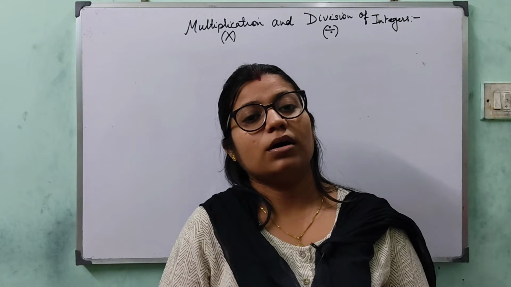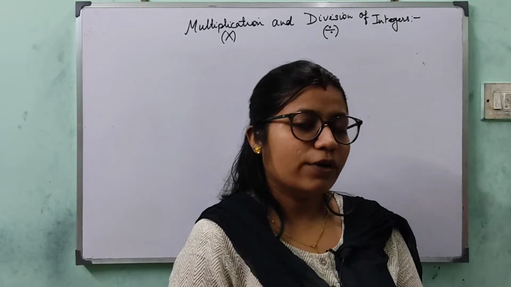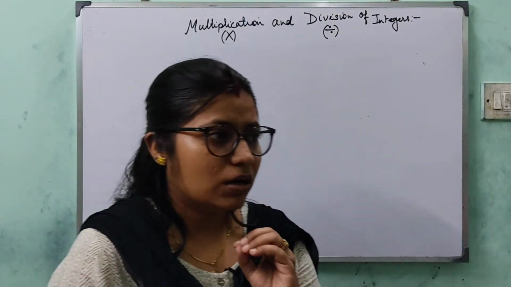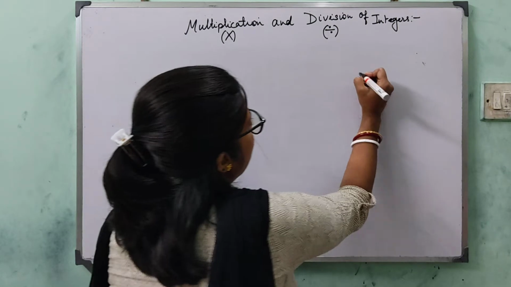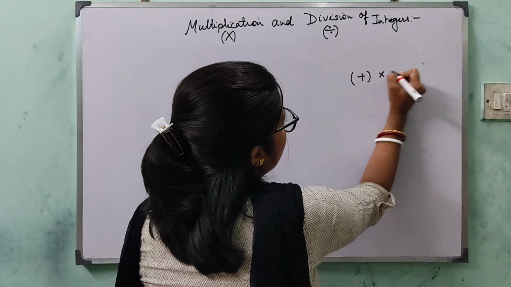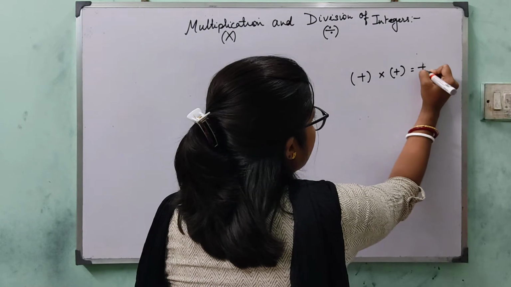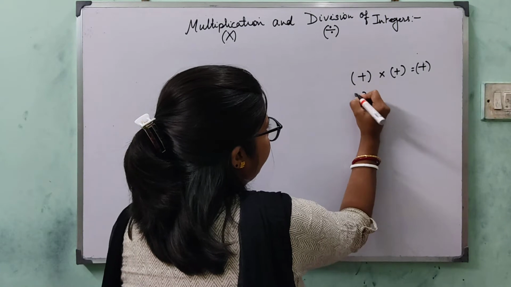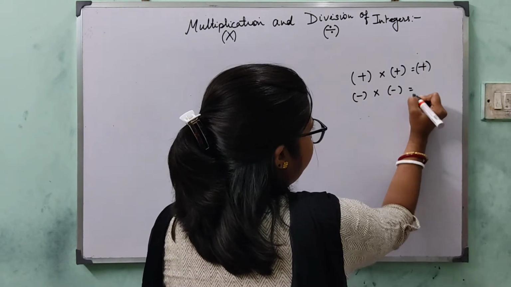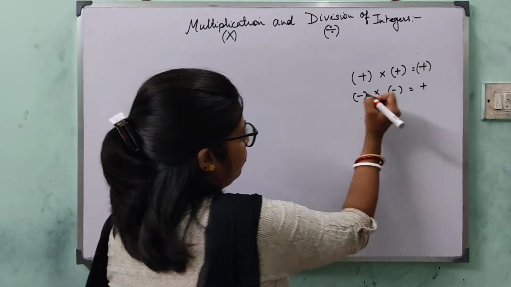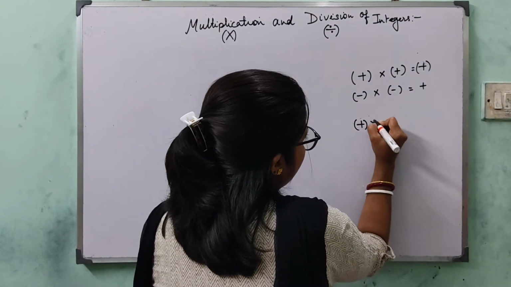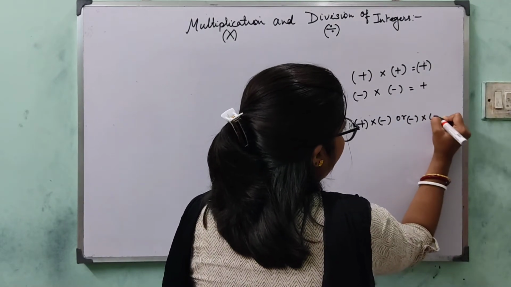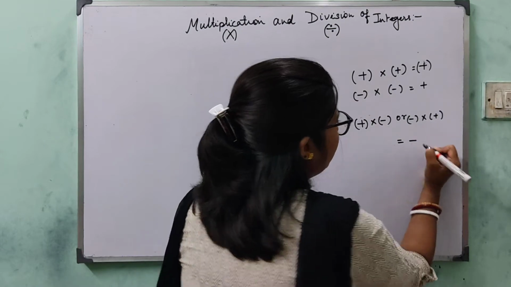Today we are going to do the multiplication and division of integers. For doing multiplication and division of integers, you need to know certain rules. That is, if you multiply a positive integer with a positive integer, the result will always have a positive sign. If you multiply a negative integer with another negative integer, the result will have a positive sign. If you multiply a positive integer with a negative integer or a negative integer into a positive integer, the result will always have a negative sign.